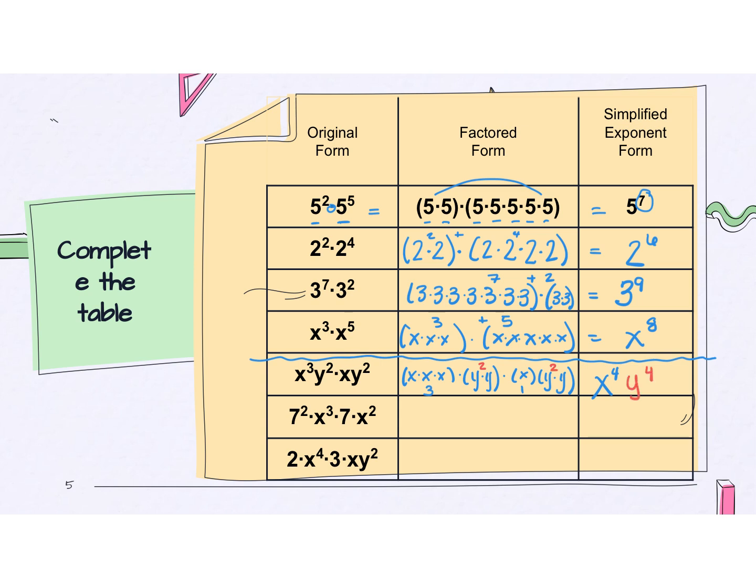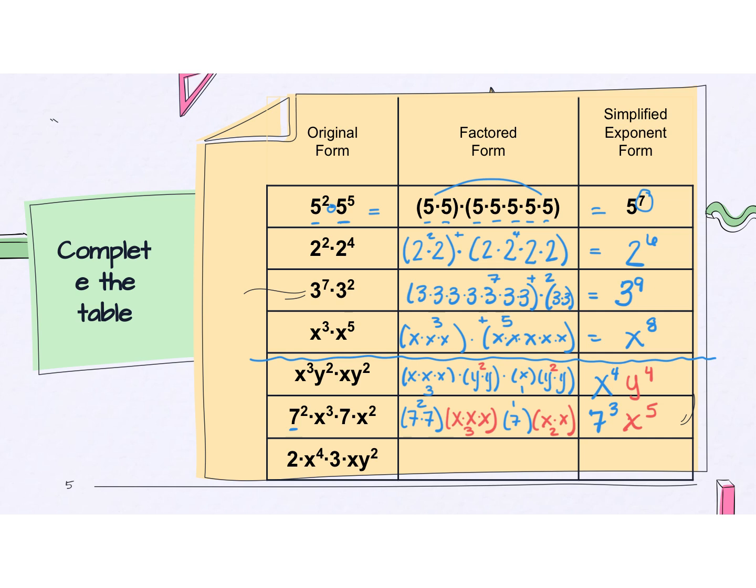Let's try it again. If I have 7 squared, that means I have 7 times 7. And then I'm going to change my marker. And then if I have x to the power of 3, x times x times x. And then I'm back to my 7s, just one of them. And then I'm back to my x's. So how many 7s do I have? 2 here and 1. So I have 7 to the power of 3. And then how many x's? 3 and 2. And then I have x to the power of 5.